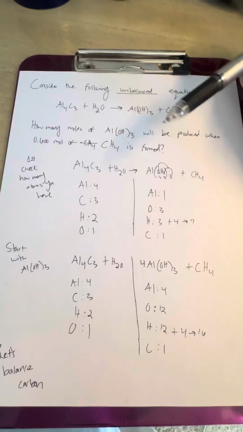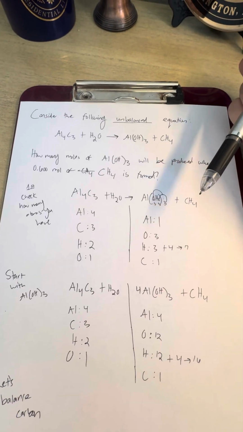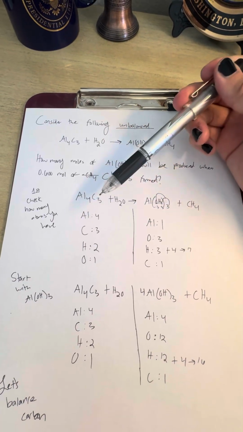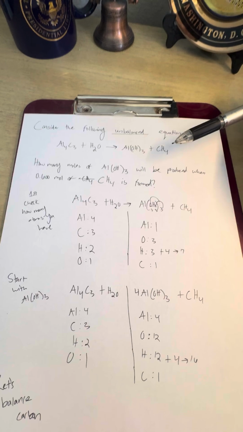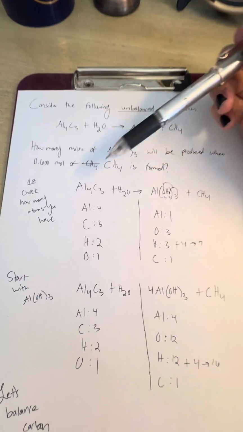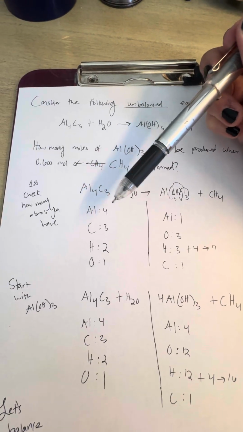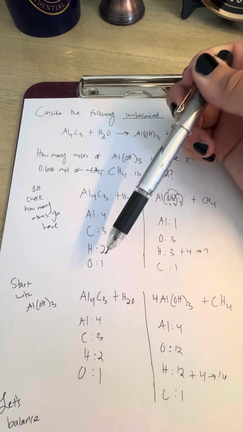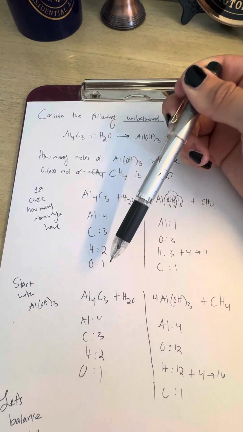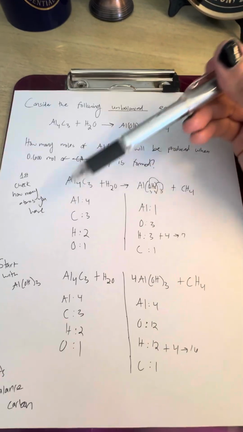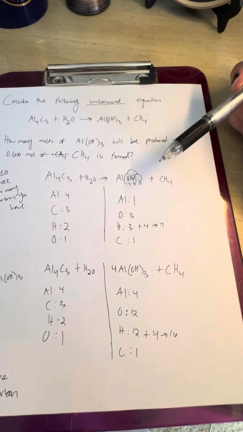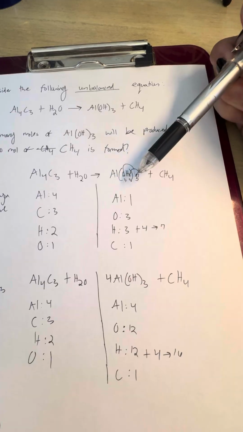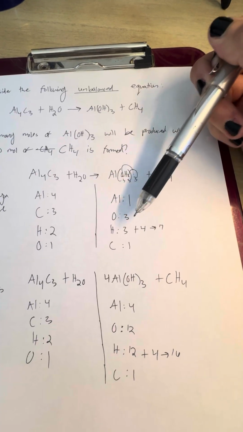formed. So first of all, we need to see how many atoms are present of each element in our unbalanced equation to find out what we need to do to balance it. So let's count up everything we have. So we have 4 atoms of aluminum, 3 atoms of carbon, 2 atoms of hydrogen, and 1 atom of oxygen for the reactant side. And on the product side, we have 1 aluminum, we have 3 oxygen, and 3 hydrogen.